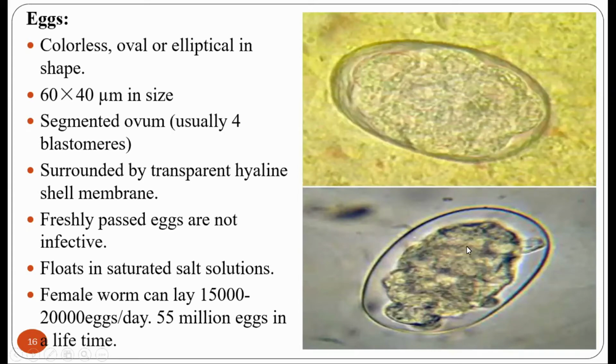In between the egg cell and the embryo or blastomeres, there is a clear, transparent hyaline membrane. So if we see such structures under the microscope, we can identify it as an egg of hookworm. Microscopically, we cannot differentiate between the egg of Ancylostoma duodenale and Necator americanus. We can differentiate them on the basis of observing the adult male and female worms only.